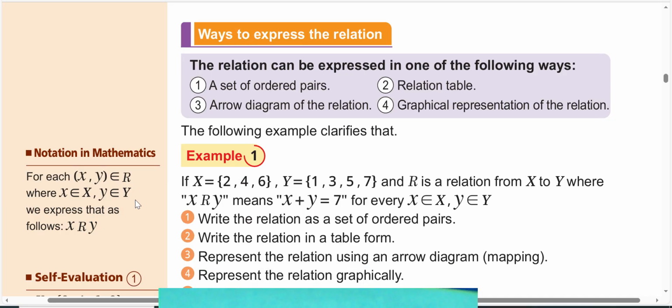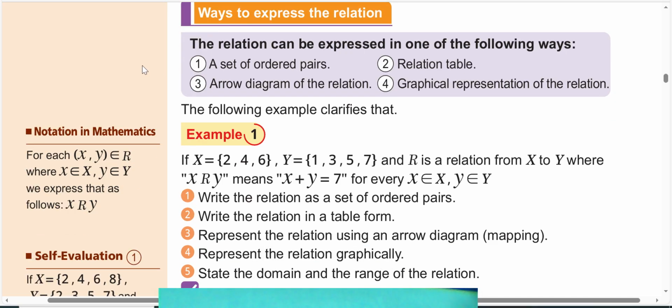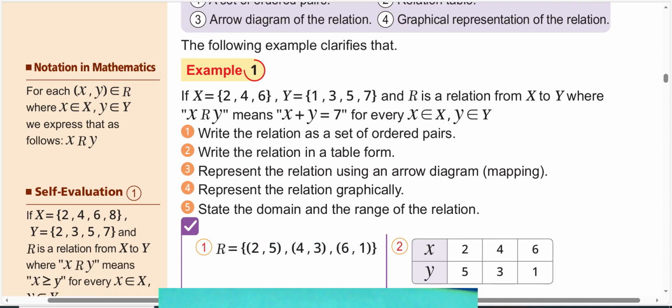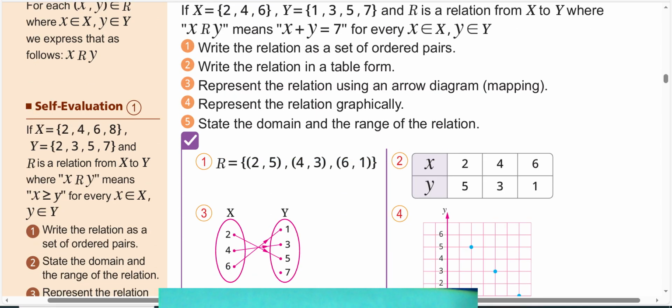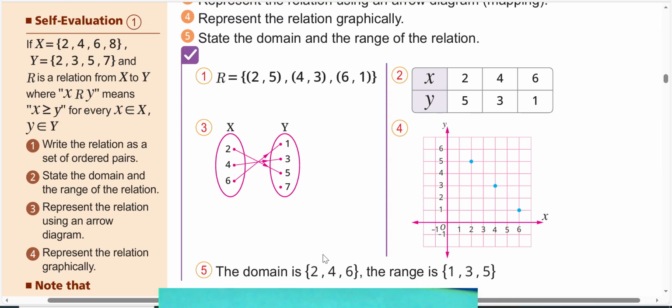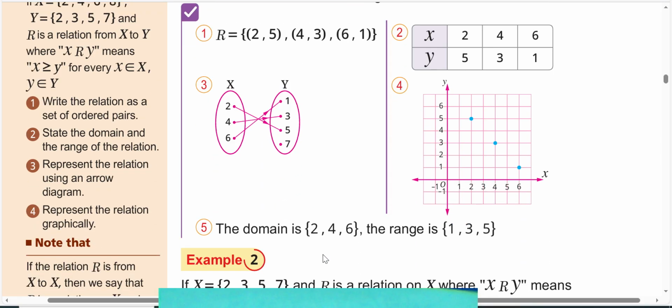Ways to express the relation. Express the relation by using ordered pairs, a table, an arrow diagram, or a graphical representation of the relation. We have these methods. Like this, we have two sets x and y, and we want to find the relation between them where x plus y equals 7. 2 plus what equals 7? 2 plus 5, and 4 plus 3, and 6 plus 1. This is the relation between x and y. We can draw a table and write the answer in it. Also an arrow diagram like this, and represent it graphically in the Cartesian plane like this to find the answer.